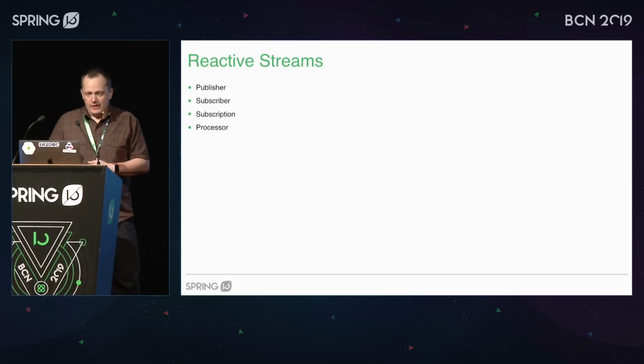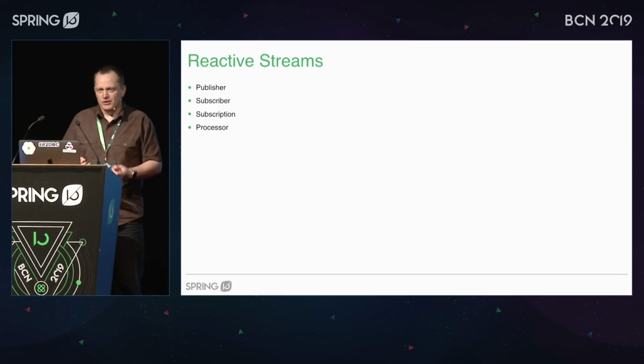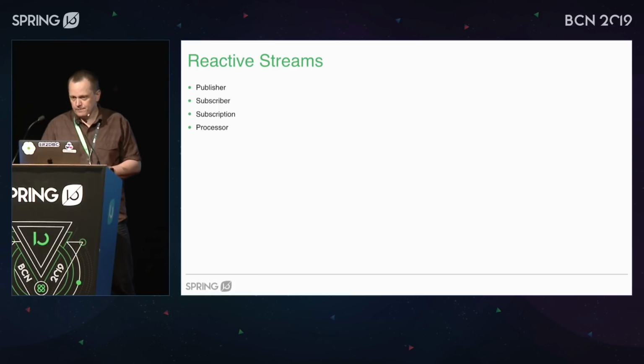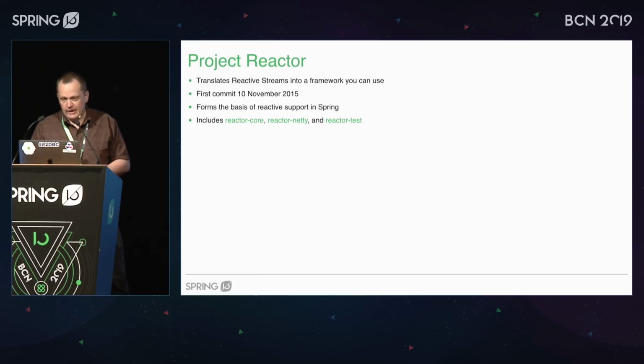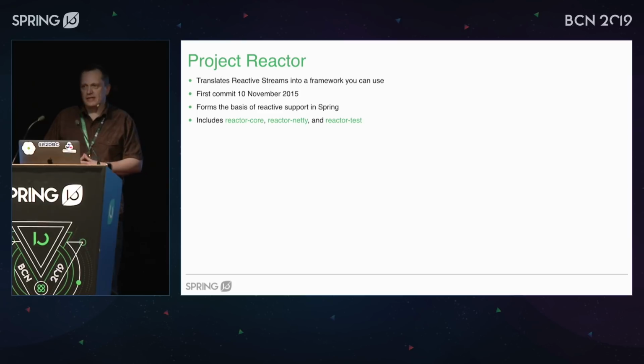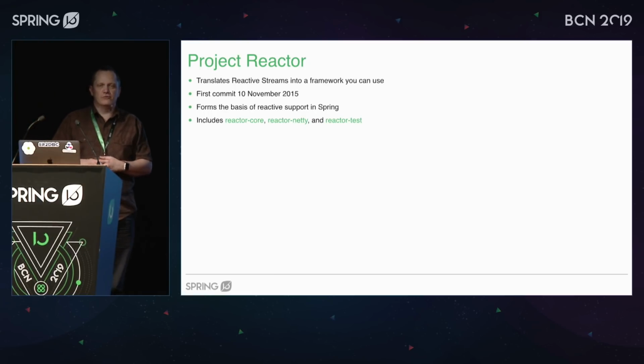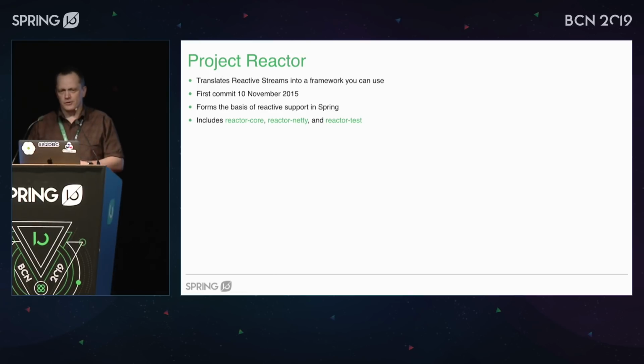The final type that they defined was a processor, which is a combination of a publisher and a subscriber that allows you to process data. Okay, that's the basic interface definitions, but the intention from Reactive Streams was that it would move on to more useful real-world implementations of that basic specification. And one of those is Project Reactor. So it's turning Reactive Streams into a framework you can actually use, and that has all sorts of convenience methods in there that will be helpful to you.